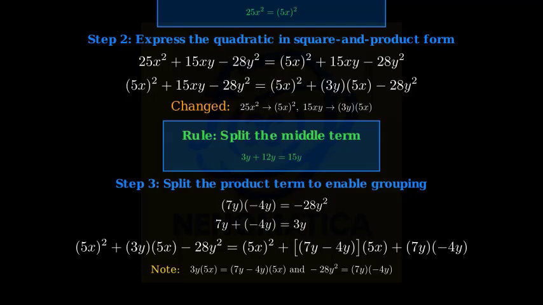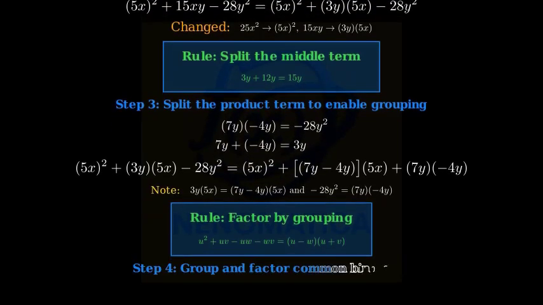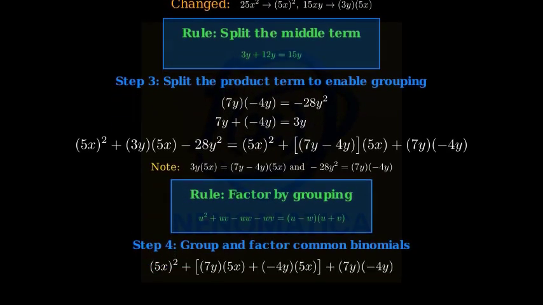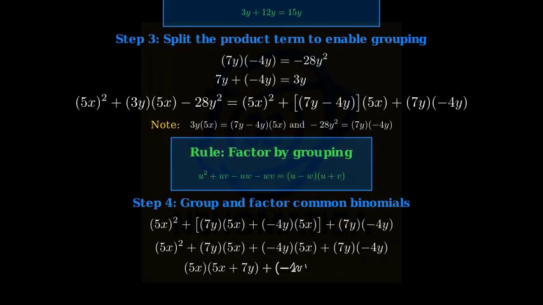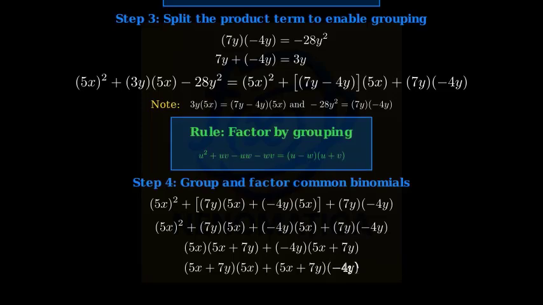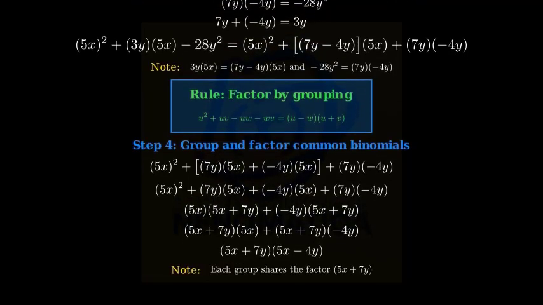For the final step, we'll use the factor by grouping method. First, let's rearrange the terms to make grouping clearer. We have (5x) squared plus 7y times 5x minus 4y times 5x plus 7y times negative 4y. From the first two terms, we can factor out 5x, giving us 5x times (5x plus 7y). From the last two terms, we can factor out negative 4y, giving us negative 4y times (5x plus 7y). Notice that both groups contain the same binomial factor, 5x plus 7y. So we can factor that out, giving us (5x plus 7y) times (5x minus 4y).